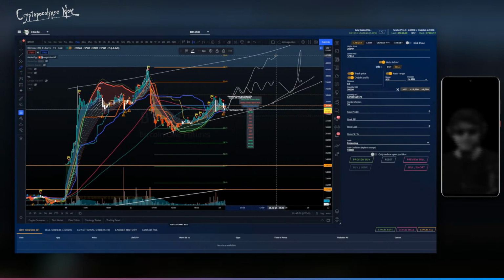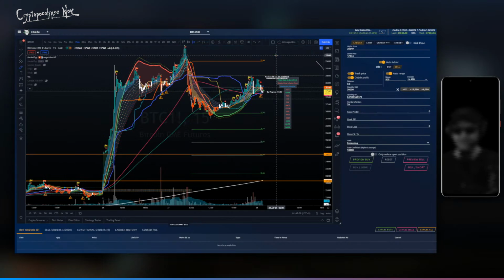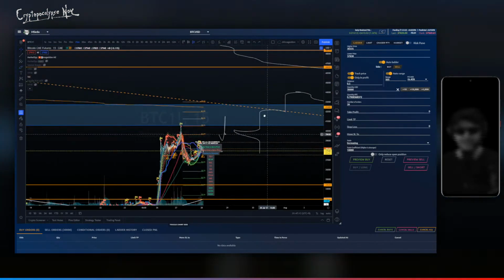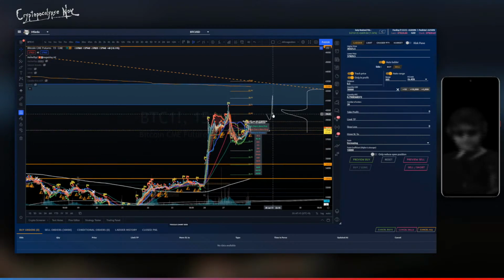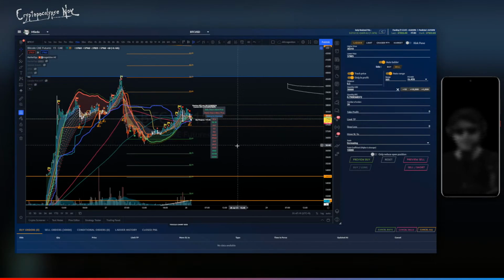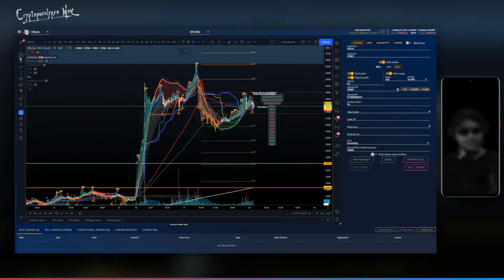A channel that's in the making right now. So keep that in mind and act accordingly. Accumulate a little bit, take a short, sell it, make sure to take profit, go long. There's a long point here.